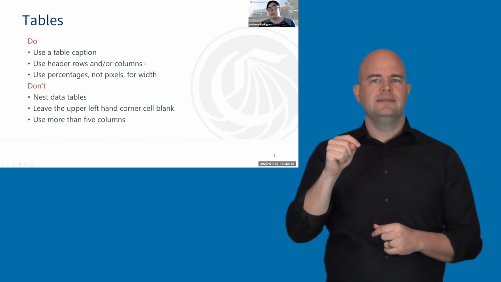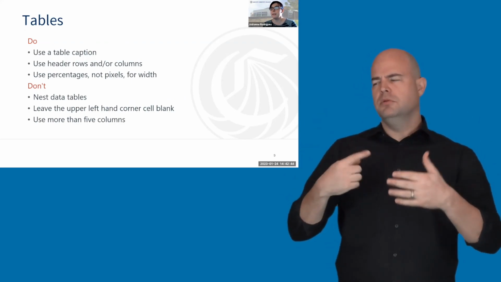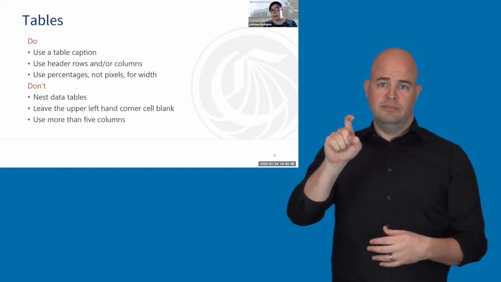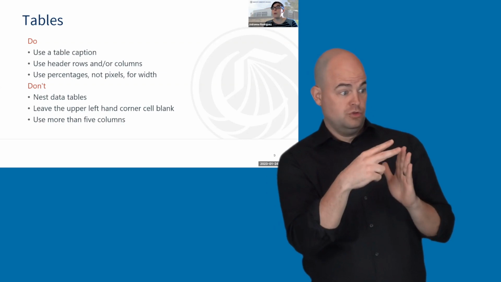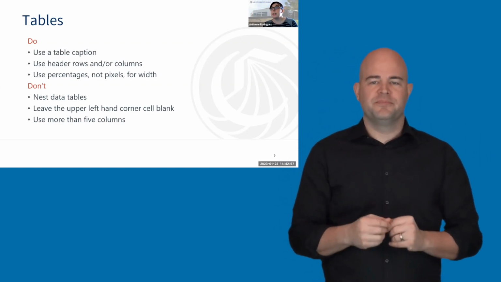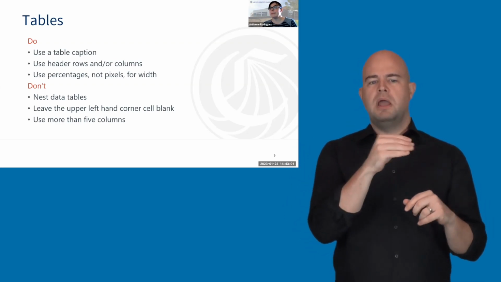Okay, tables. So I see tables pretty commonly used in Canvas. So tables do need a caption. They absolutely need a caption. That way students with screen readers know what information the table is presenting. You'll need at least header rows and maybe columns, and we'll get more into that later.